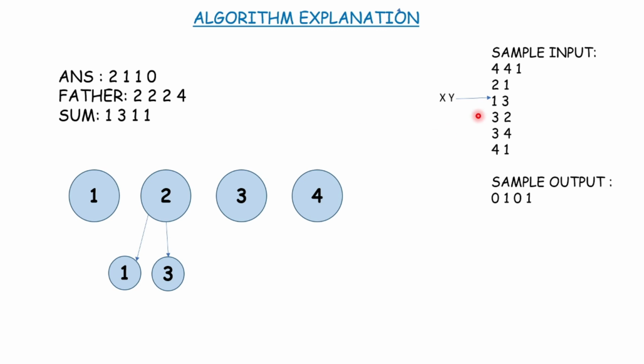Now for the second input, 1 is connected to 3. So we can say 1 is the parent of 3, but 1's parent is 2 itself. So we can directly say that 2 is the parent of 3. And now we can see that in the sum array, the check set representative 2 has value 3, because there are 3 nodes in this check set. And in the father array, we have changed 3's father value to 2. Similarly, we have incremented the answer variable.